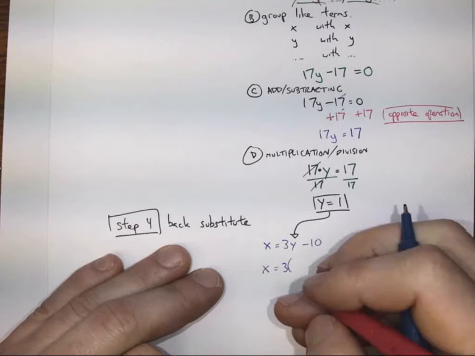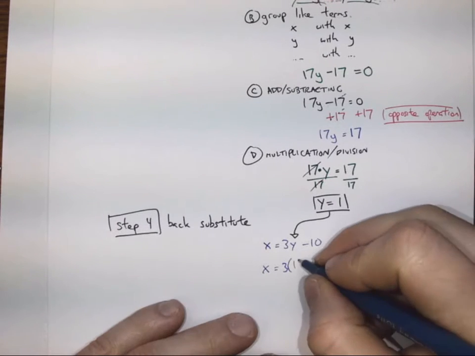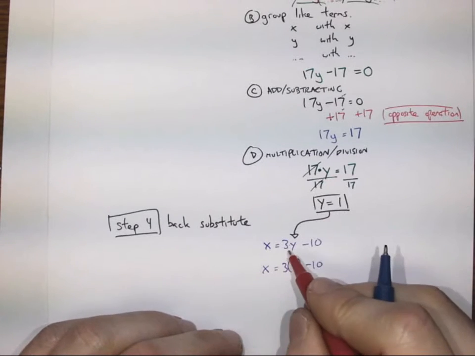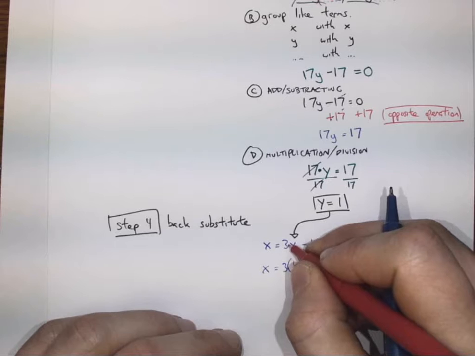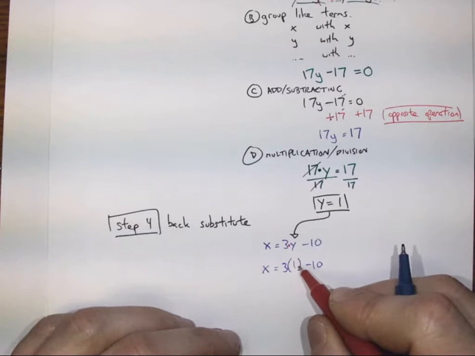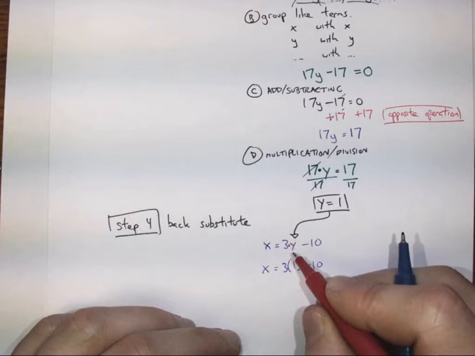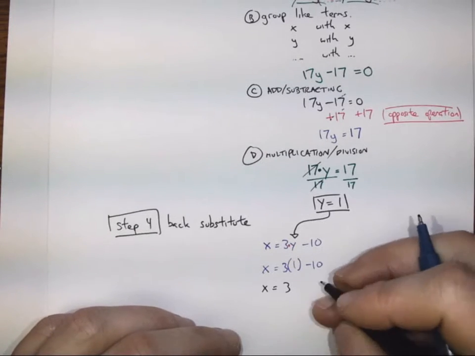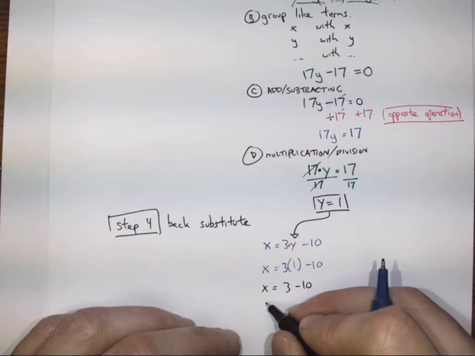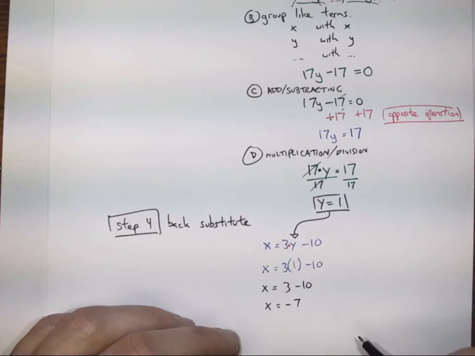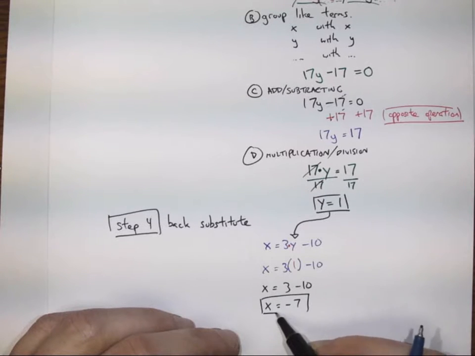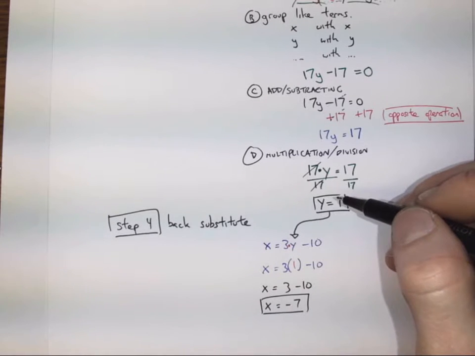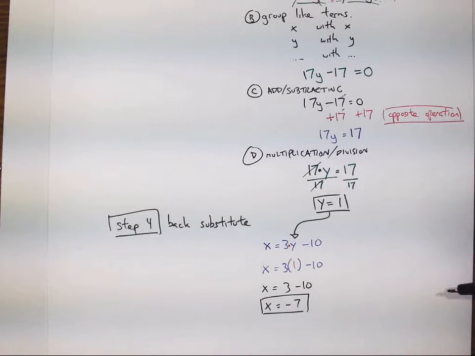3 times 1 minus 10. And we have to, again, remember the hidden multiplication here between the 3 and the y. That's multiplying. And so that means 3 times 1, not 3 plus 1. Okay. So that means we have 3 times 1, which is 3 minus 10, because x is equal to negative 7. Those are our two answers. X is negative 7, y is 1. And then we're done.